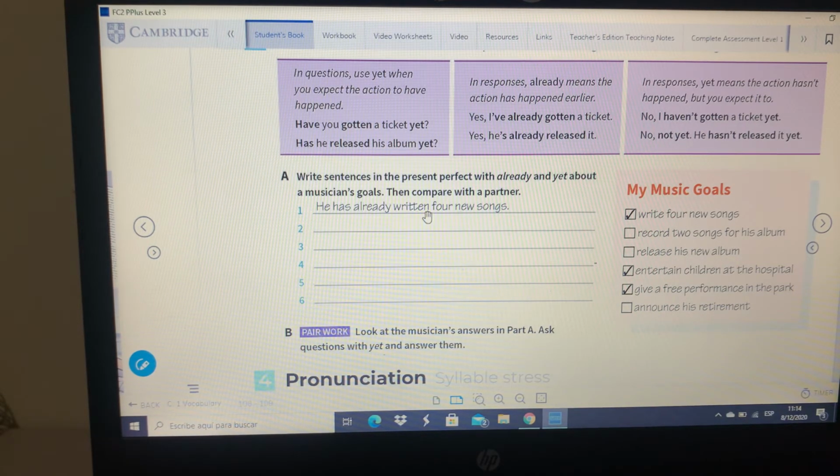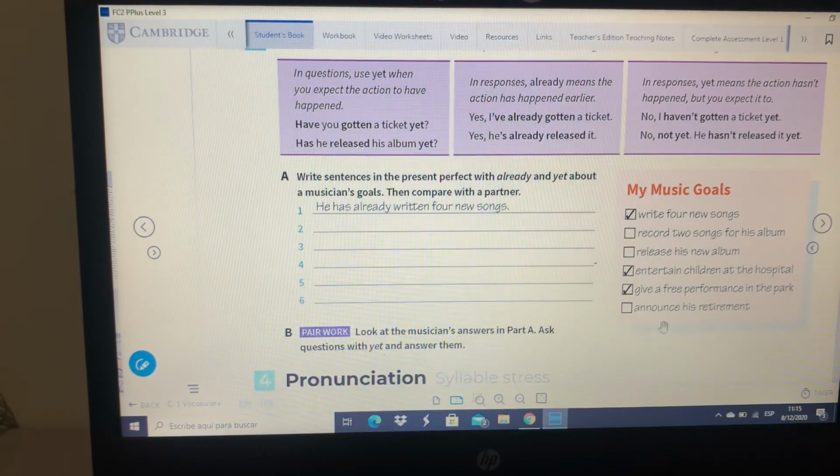Write is this one, written. Record is a regular verb, so you say recorded. Release is regular, so you say released. Entertain also is regular, so you say entertained. Give is irregular, so you say given. And announce is regular, so you use announced.